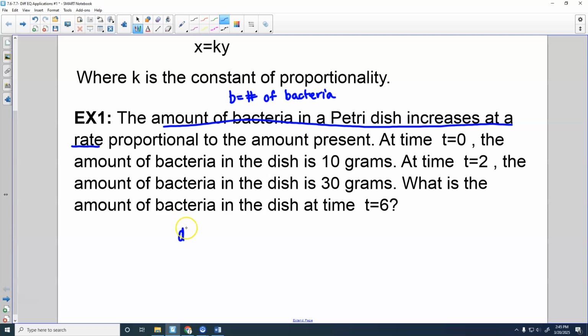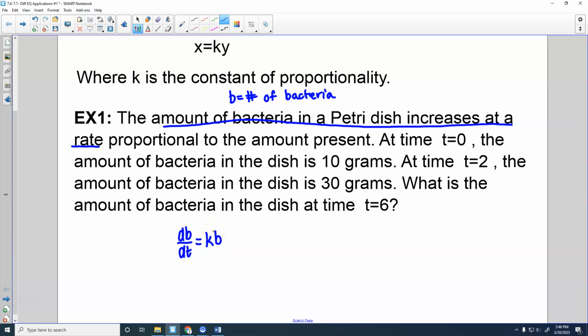dB/dt. Proportional, so that amount is proportional, so that equals, and it's pretty standard to use a K, although you can use other letters for that. So K is some constant that we don't know, times the amount present. That would be the amount of bacteria present. What would we write for that? B.